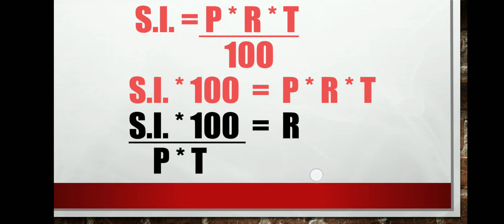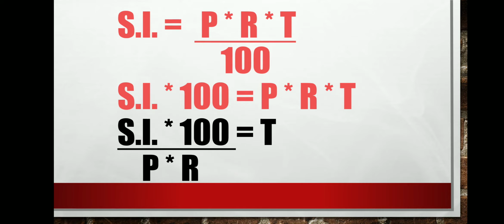The same happens with rate. SI into 100 equals P into R into T. If we want to find out R, rate, when SI, P and T are given, then the formula becomes SI into 100 divided by P into T equals rate. The third formula, also derived from the main formula, for time, is simple interest into 100 divided by P into R equals T, that is time. We'll use these three formulas to find out time, rate and principal.